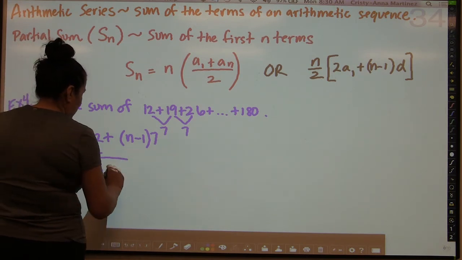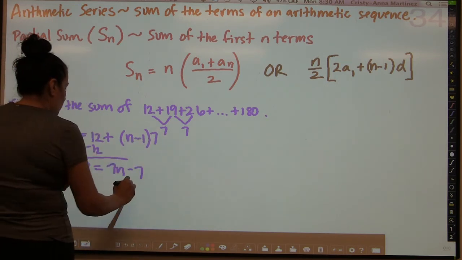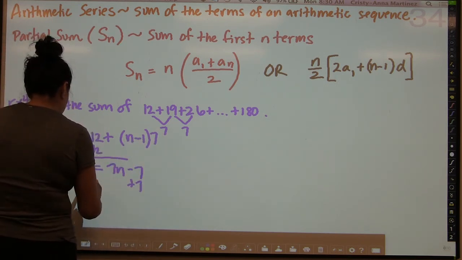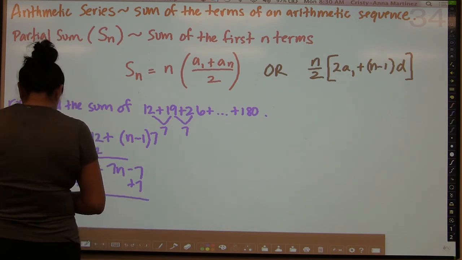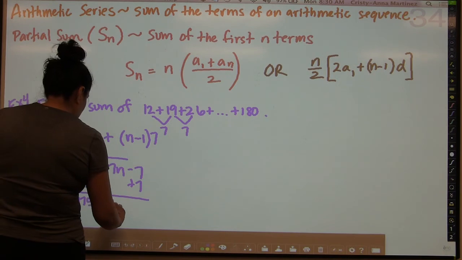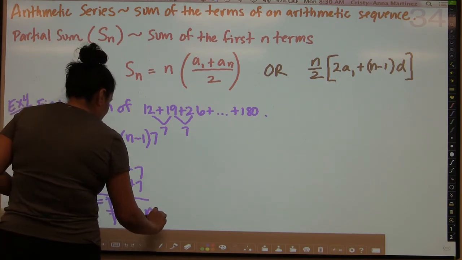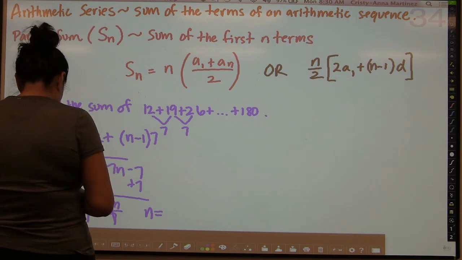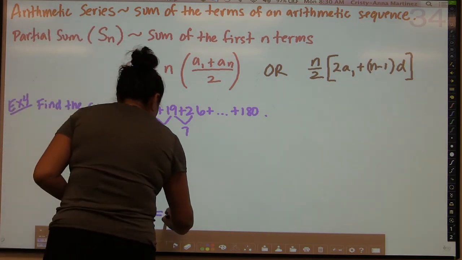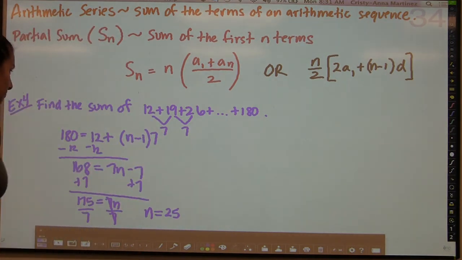And then we're going to have 7n minus 7. If we distribute the 7 here, we're going to add that 7 to the other side. So 168 plus 7 is going to give us 175. And then we divide by 7. And the value of n is 175 divided by 7, which is 25. So the 180 here is the 25th term.